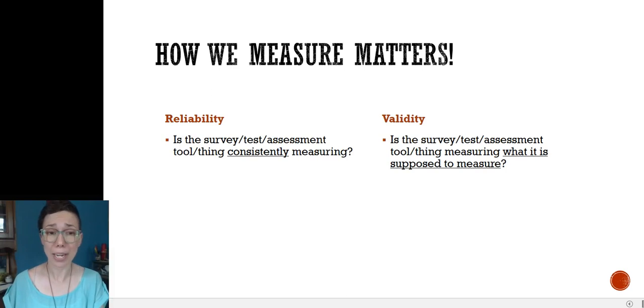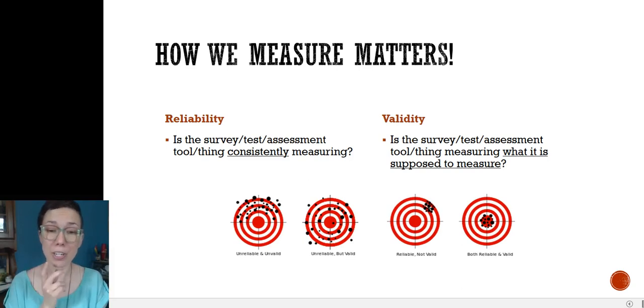Essentially, reliability comes down to: is this thing we're using to collect data consistently measuring? Is it giving us the same measure every single time? Validity, on the other hand, asks: is it measuring what it's actually supposed to measure? Here's an image that was helpful for me in thinking about this.